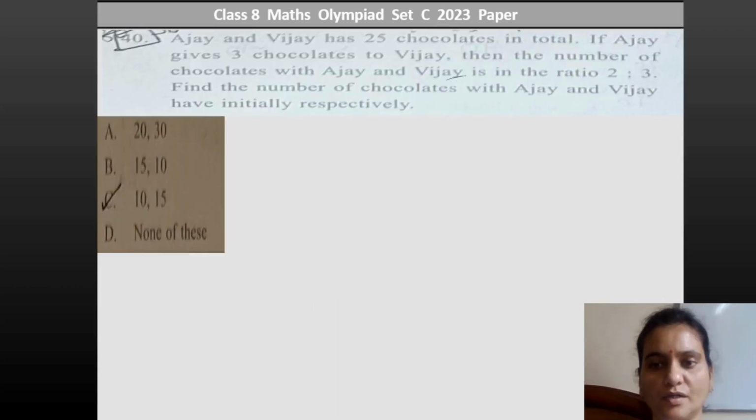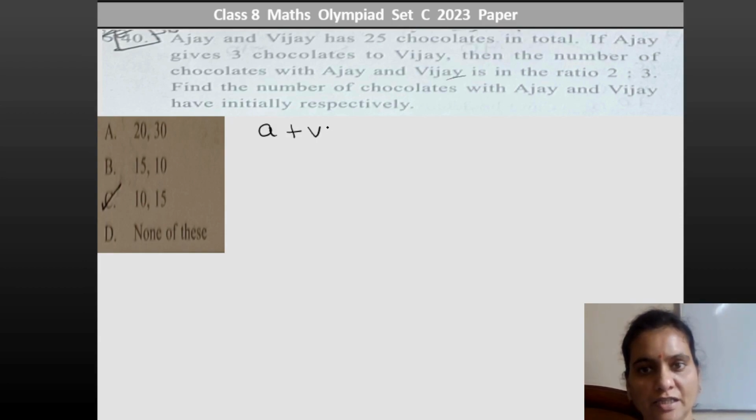Let's do question number 40. Question number 40 says, Ajay and Vijay have 25 chocolates in total. If Ajay gives 3 chocolates to Vijay, then the number of chocolates that Ajay and Vijay have are now in the ratio 2:3. So we have to find the number of chocolates both Ajay and Vijay initially had. So 25 chocolates in total. Let the number of chocolates Ajay had be A and Vijay had be V. So A plus V is equal to 25.